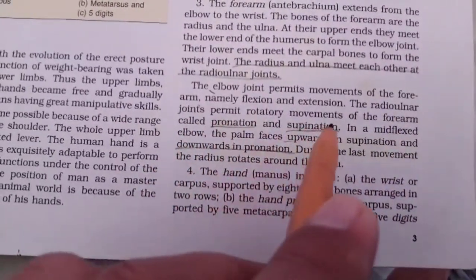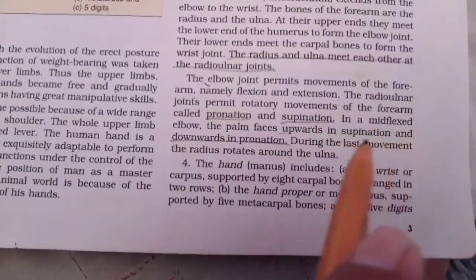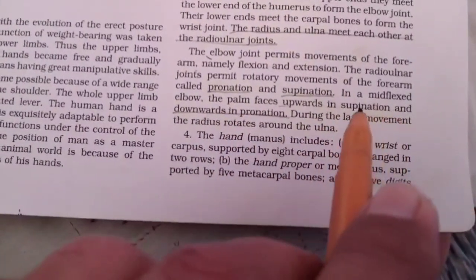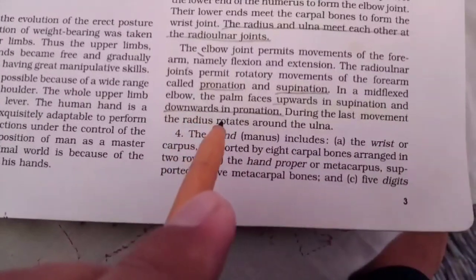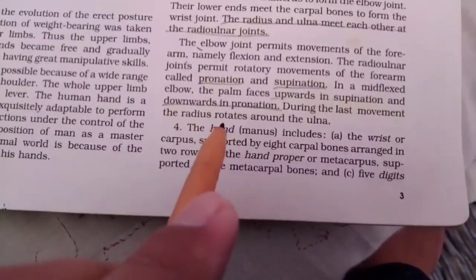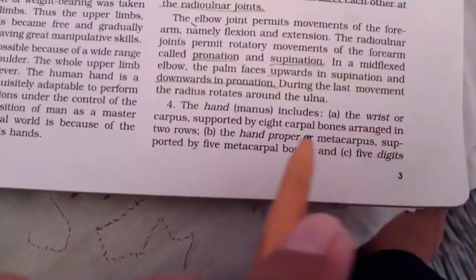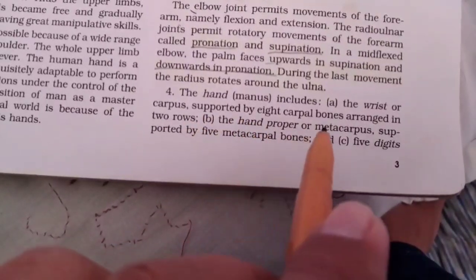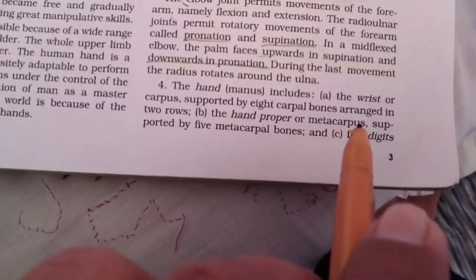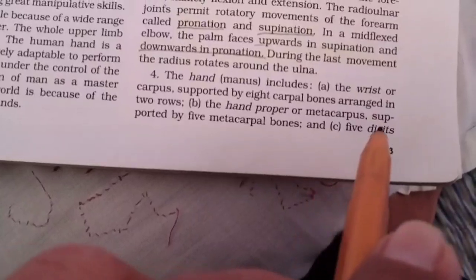The radioulnar joints permit rotatory movement of the forearm called pronation and supination in a midflexed elbow. The palm is turned upward in supination and downward in pronation. During these movements, the radius rotates around the ulna. The hand or manus includes the carpus supported by 8 carpal bones arranged in 2 rows. The hand proper is the metacarpus supported by the 5 metacarpal bones, and 5 digits.